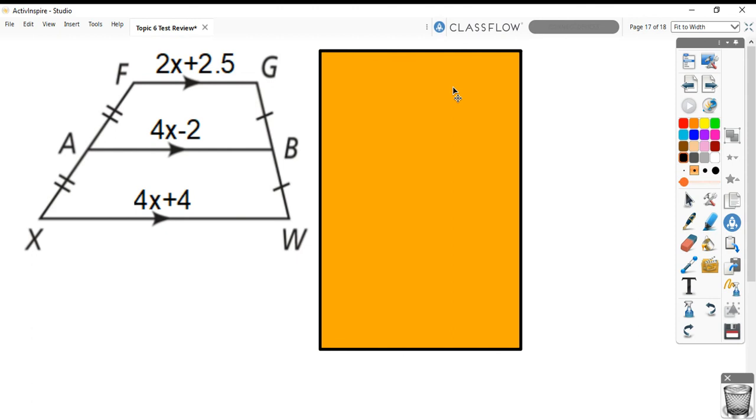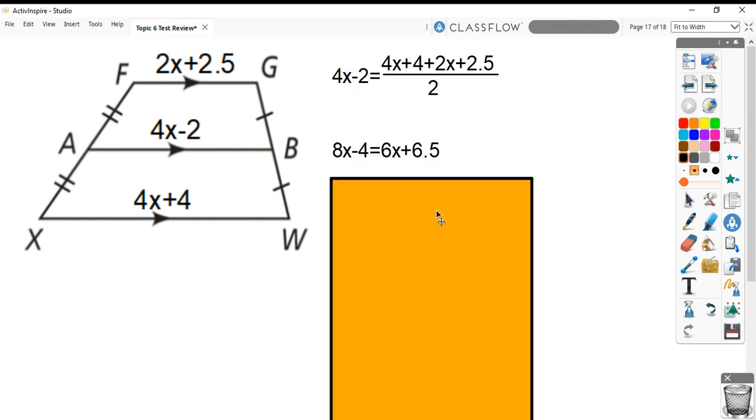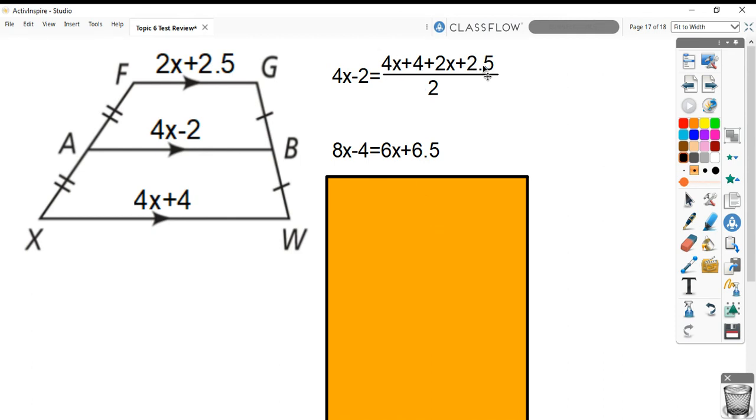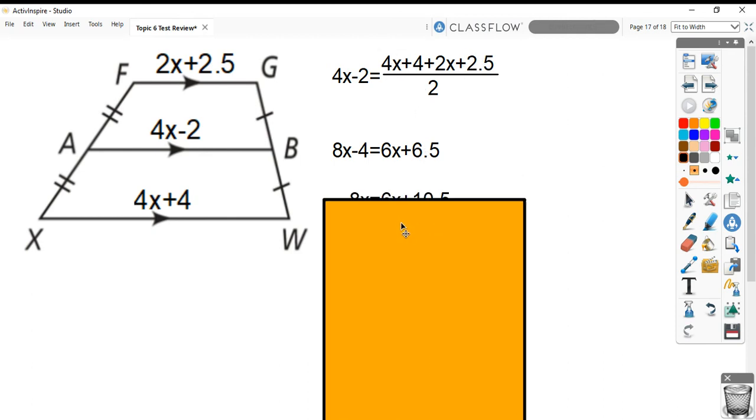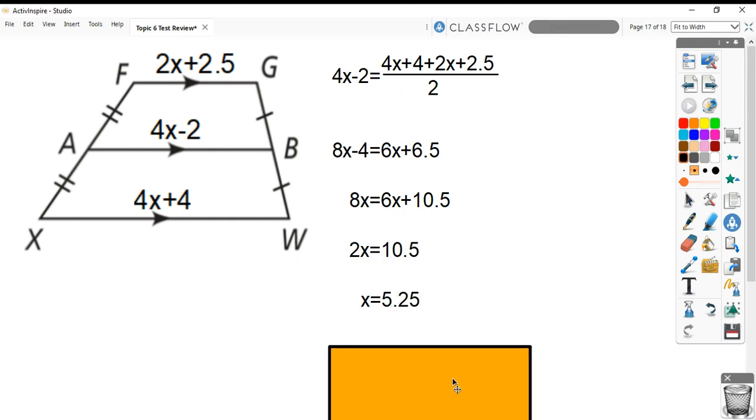This next one, number 19, again, it's the same thing. Mid-segment equals base plus base divided by 2. So we multiply times 2, and we're left with just what was on top of that fraction. This one moved the constant over first, and then we move the variable over. This one didn't come out to a whole number answer, and that's perfectly okay if you end up with a decimal or a fraction, however you want to put it.